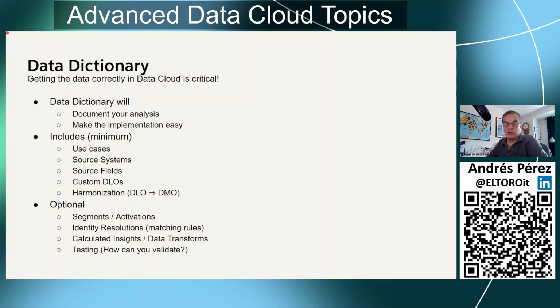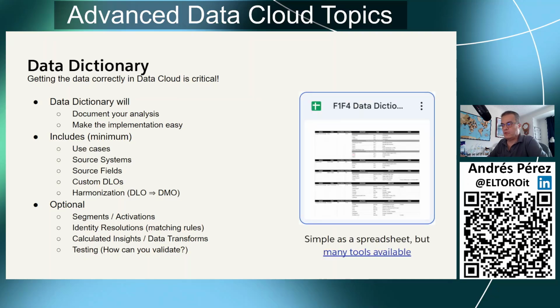Some additional things that it could have, and maybe it's a good idea, are segments and activations, your identity resolutions, calculated insights, data transforms, and how you are going to test your data. So it's about planning and writing down your plan in a document. That document could be as simple as a spreadsheet. Now, there are other tools that are available, including a very nice tool.